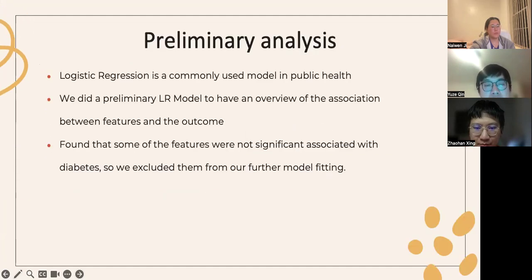So for the results, we first did a preliminary analysis. We used the training and testing data sets. Since LR is a commonly used model in public health, we did a preliminary LR model to have an overview of the association between features and the outcome. We found that some of the features were not significantly associated with diabetes, so we excluded them from our further model fitting.